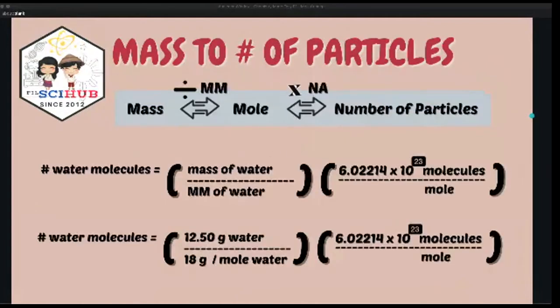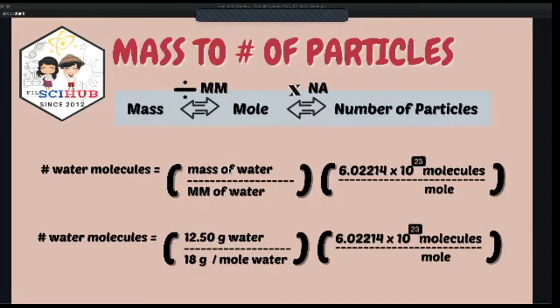So based on this relationship, in order to convert a mass to the number of particles, in this case, it's number of water molecules, you have to go through two steps. So you have to divide by the molar mass to get to the amount in moles, and then convert the amount in moles in turn to the number of particles by multiplying with the Avogadro's number. So this is how you should set up the equation.